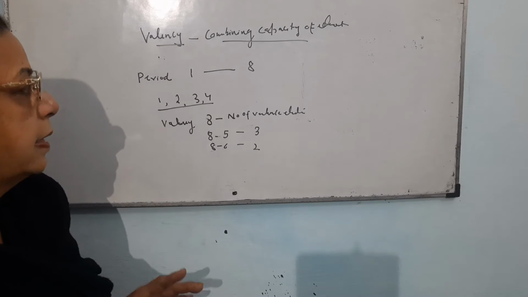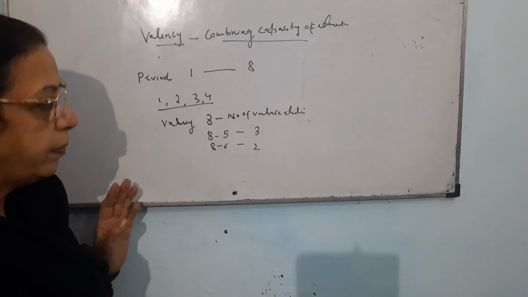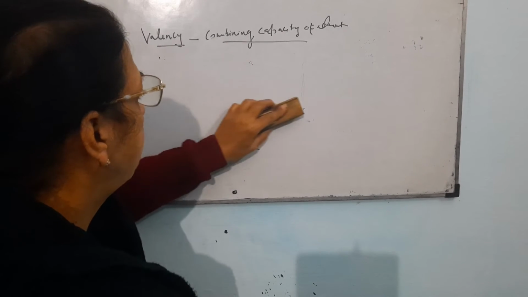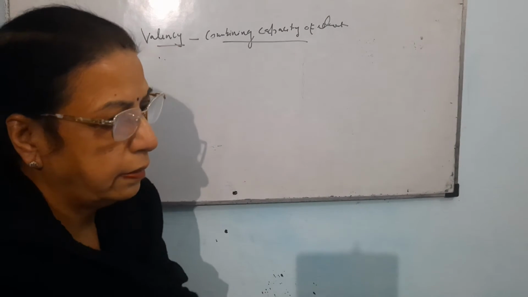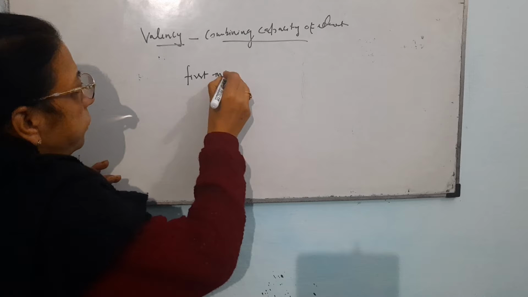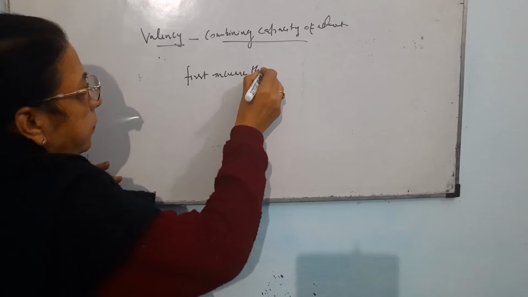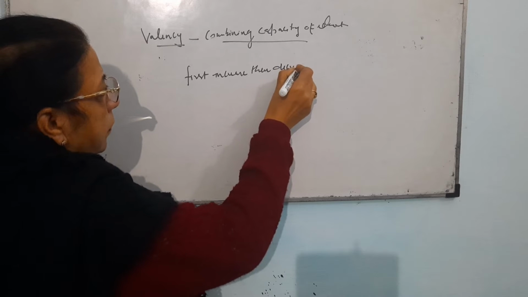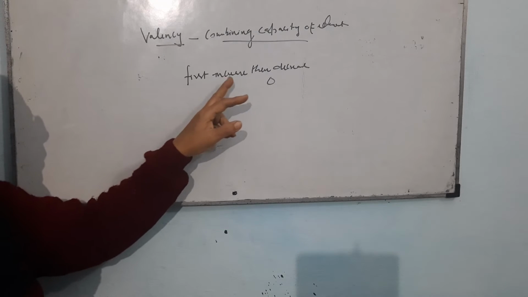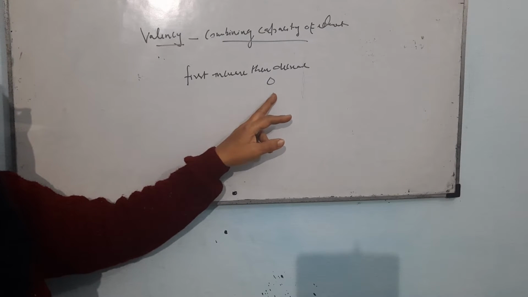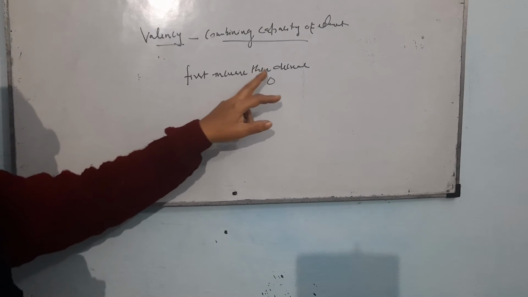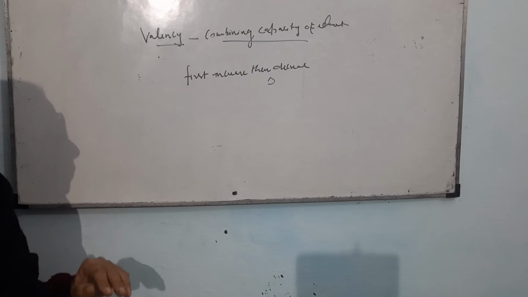Now, when we move in a period and we see the trend of valency, the valency first increases, then decreases. It goes up to 0. In the period, the valency first increases and then decreases. The valency even goes up to 0. Why is it so?